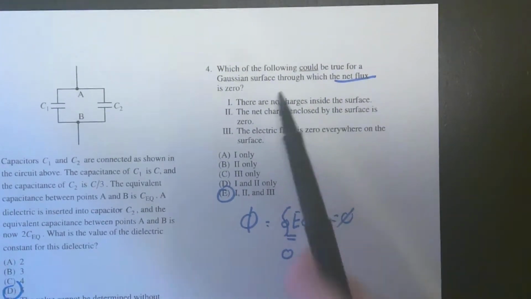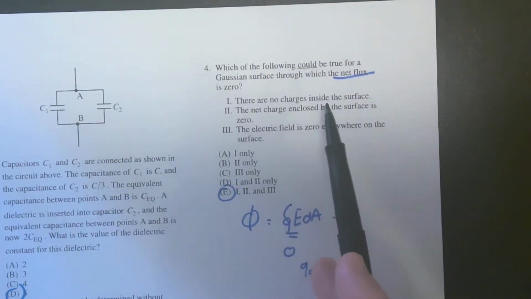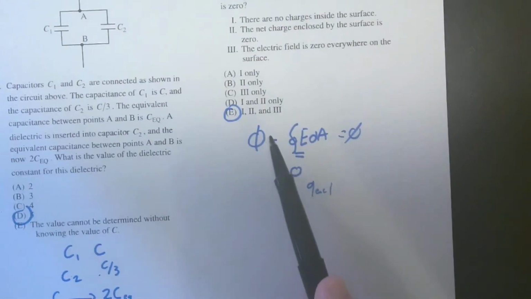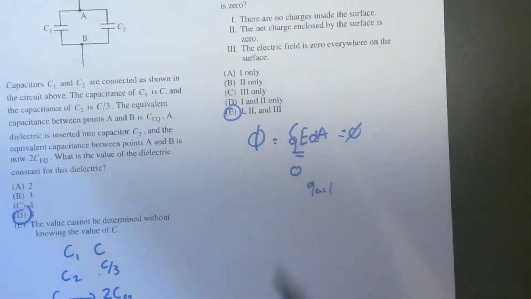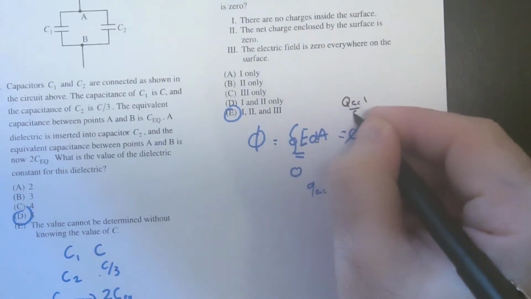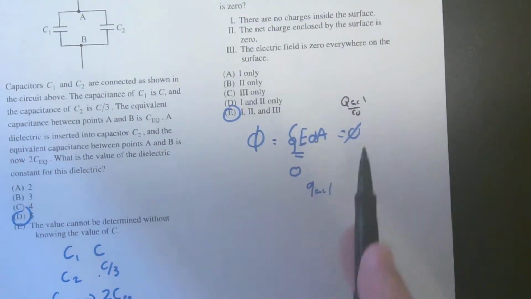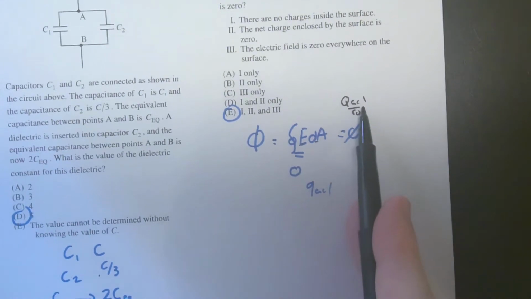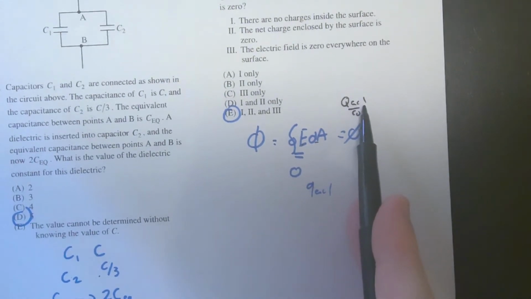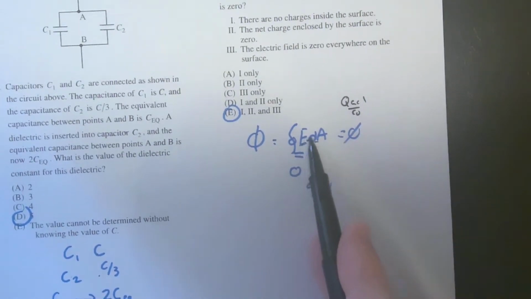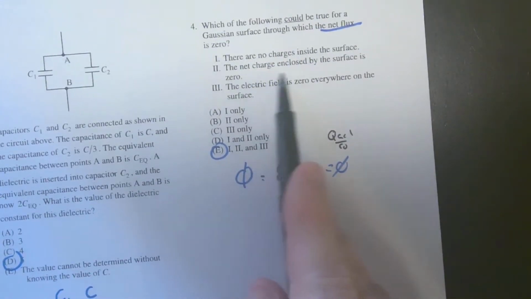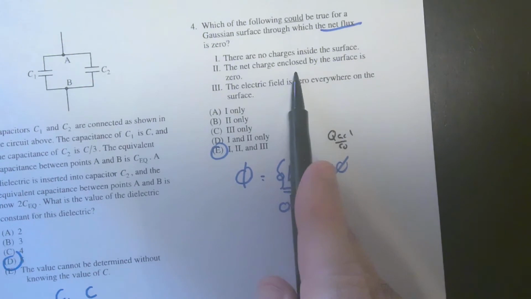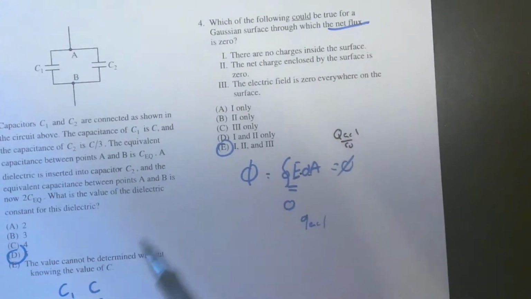True for a Gaussian surface. This is the surface you make. The net flux is 0. So if you can't remember, net flux is this symbol, and it's really either side of the equation. It's the E dA integral or the Q enclosed over epsilon naught. Both of those are flux. So obviously, if you have no flux, you can't have any Q enclosed. And if you have no flux with an area, you must have no electric field. So there's no charge inside. The net charge is 0 otherwise. And the electric field is 0. These are things that could be true, so all 3 have to be true.